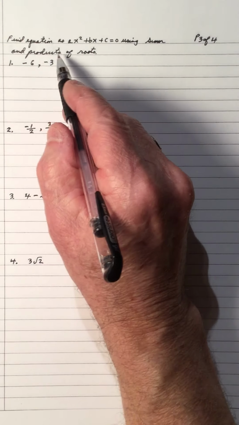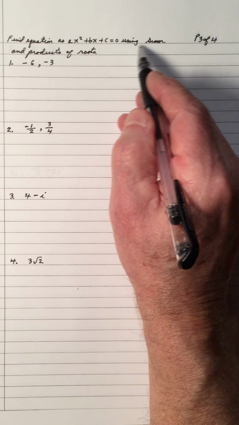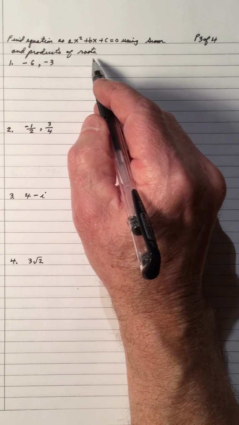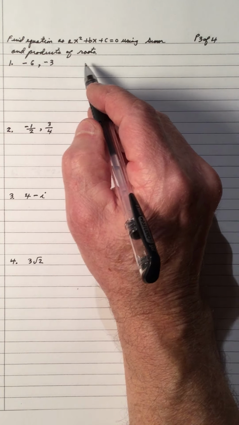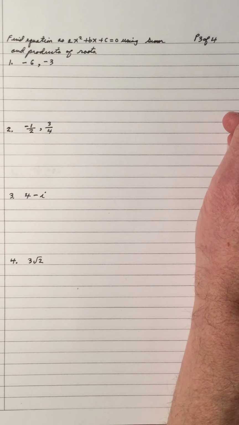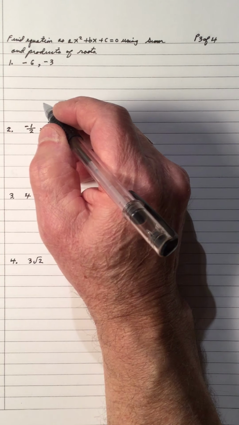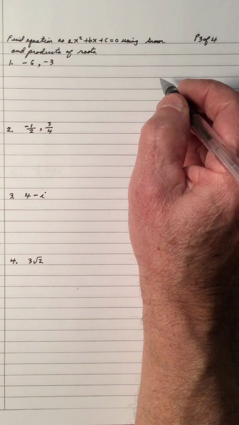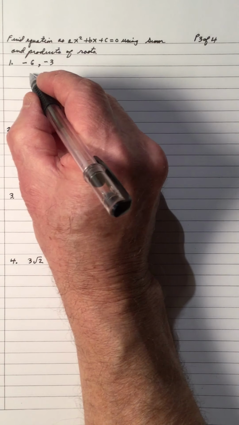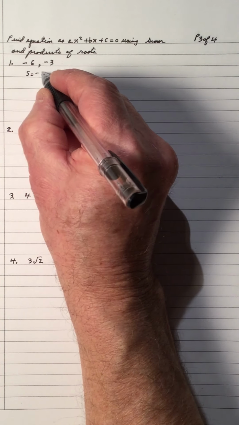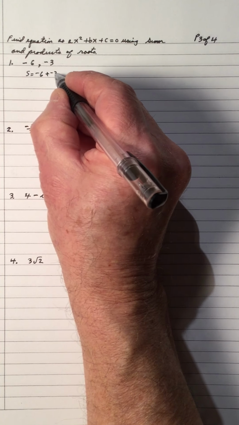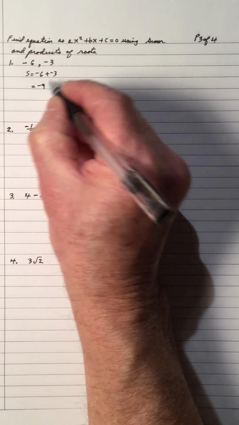And the next, find the equation ax squared plus bx plus c using sum and products of the roots. So this is extra practice for you now, knowing how to do it. We have to get the sum of the roots and work on the negative b over a. We have to get the product of roots and work on c over a. Here we go. The sum is negative 6, add on negative 3 is negative 9.